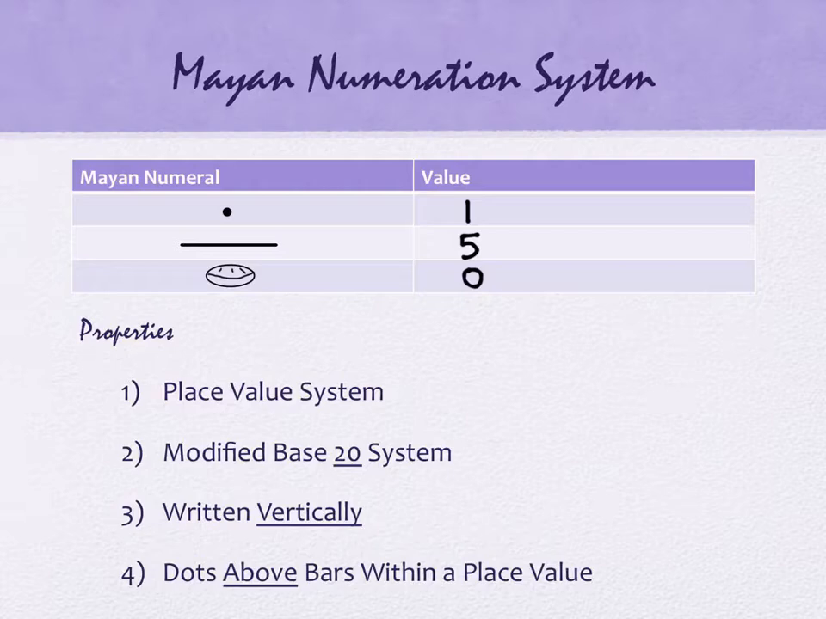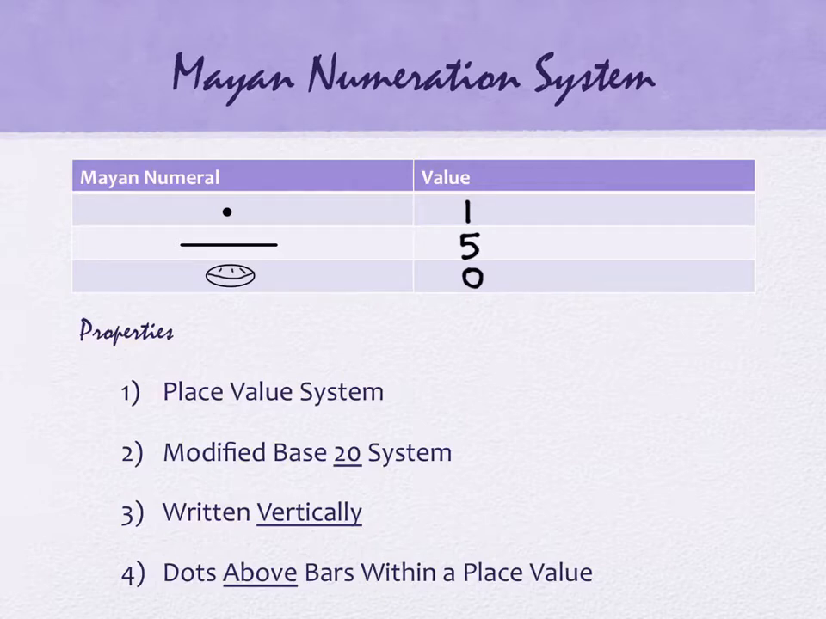All powers of 20. But in their system, they have the 1s place, and then they have the 20s place. And then when they get to the 3rd place, they don't do 20 squared, they do 20 times 18. And then after that, they do 20 squared times 18. And then they do 20 cubed times 18. So they do powers of 20, but there's this weird 18 inserted in the middle there. Okay? Well, I'll show you a little bit more in a minute, but that's what they have.